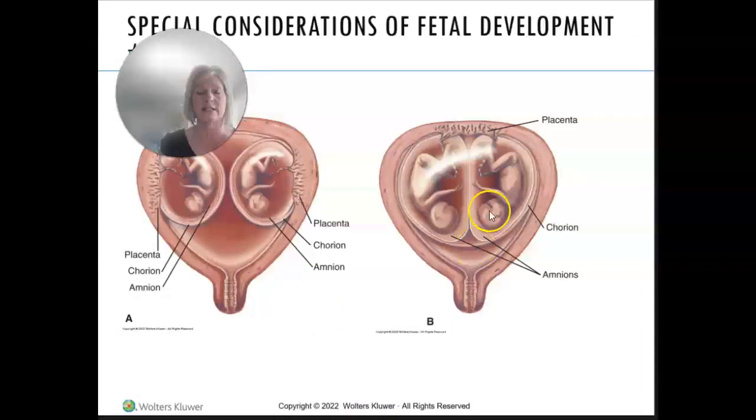So looking at this, here you have the placenta. They each have a different placenta, and they each have their own stuff. They each have their own cords. They each have everything. Now, this one, they're sharing the same chorion, the same placenta, but they have different amniotic sacs here, and they have different vessels coming out of there.